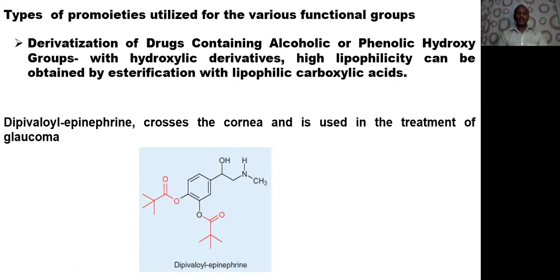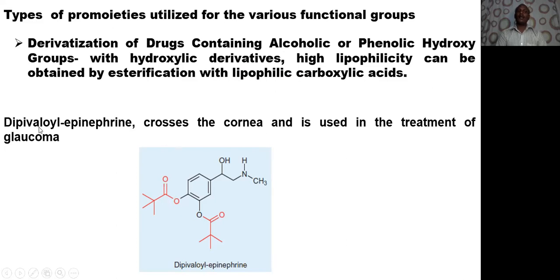We are talking about which functional groups are there in the drug molecule and how we convert them into prodrugs. Suppose in a drug molecule you have alcoholic or phenolic functional groups, how do you convert them? This conversion generally increases liposolubility, and with hydroxyl or phenolic groups we go for esterification.